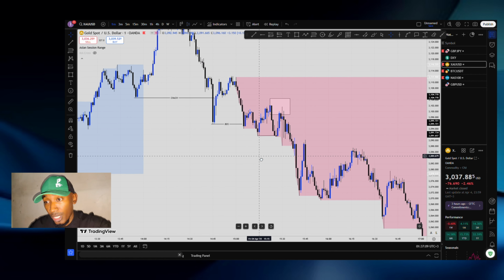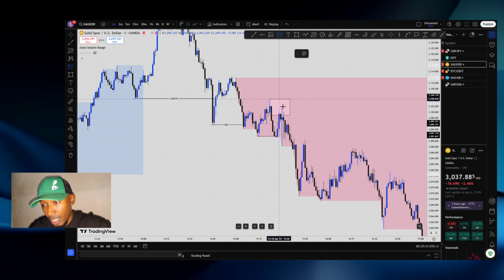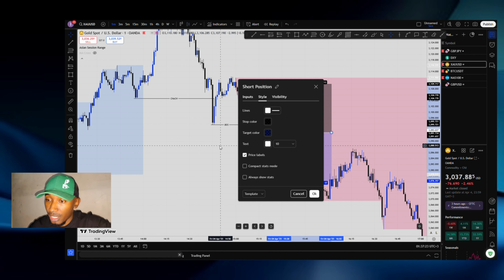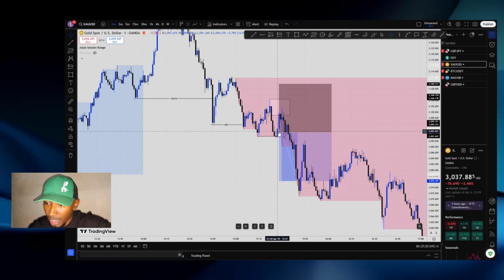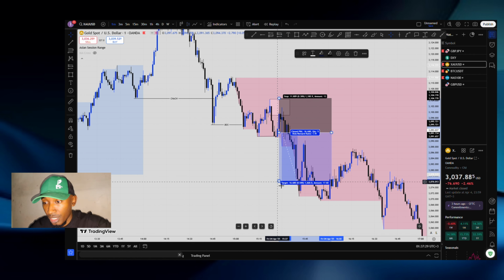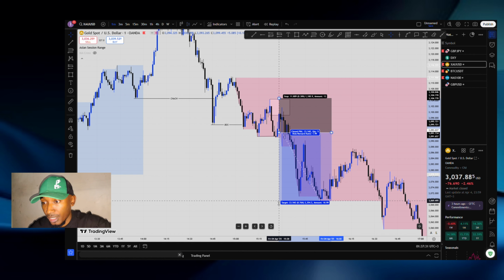I'll get my entry and put my limits. Are you seeing this blue candle? This blue candle has tapped my supply zone, and this is where I'll put my sell limits, just below that candle. I put my stop loss outside the supply zone, target 1 to 2.